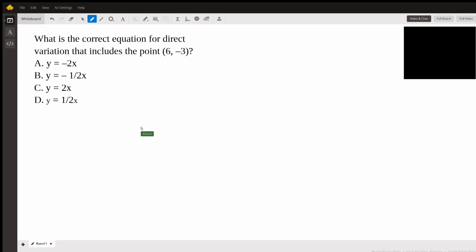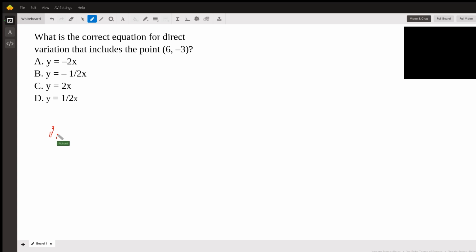This has to do with direct variation. I'm just going to start by giving you the general formula for direct variation, which is something that you should memorize, so I'm putting it in red. So for direct variation, y is equal to a constant. We're going to call it k times x. In words, we would say y varies directly with x.